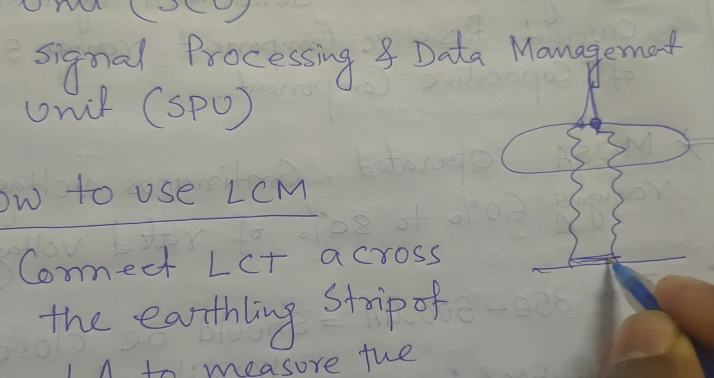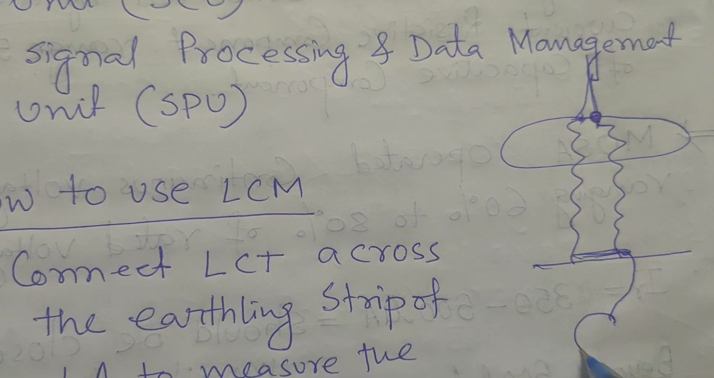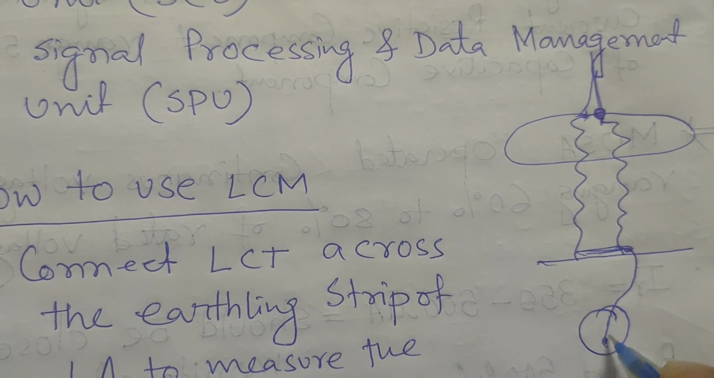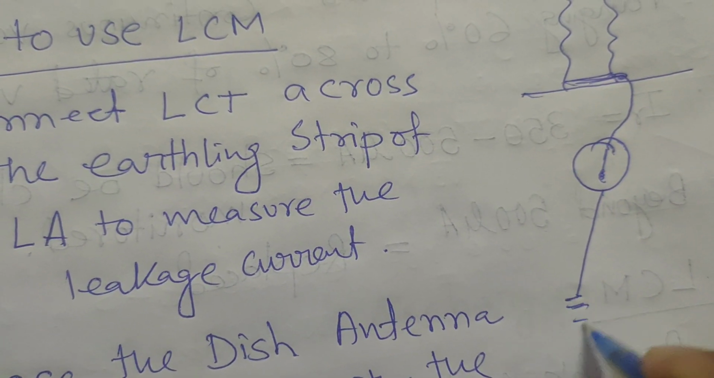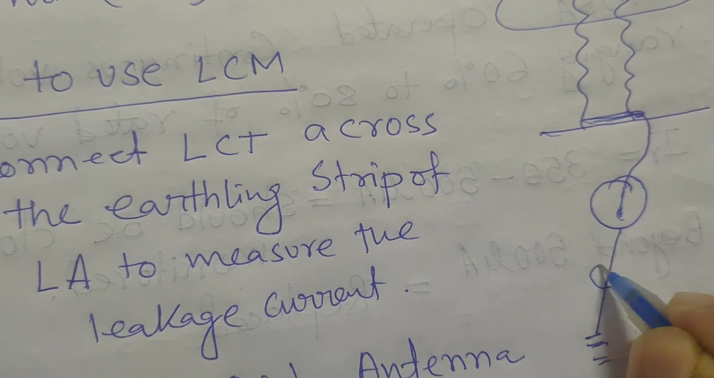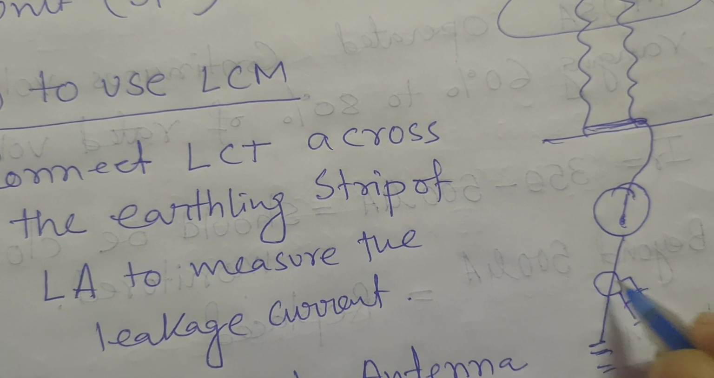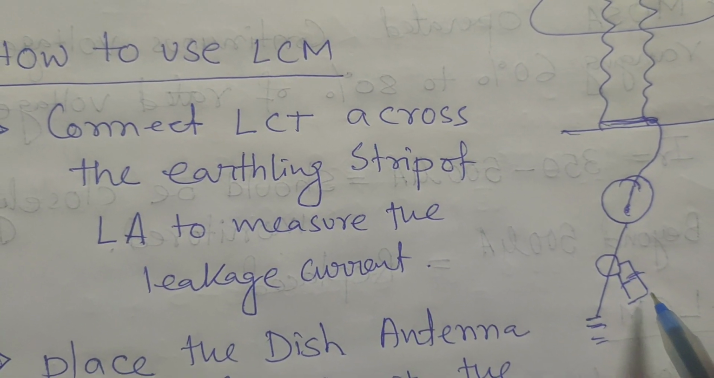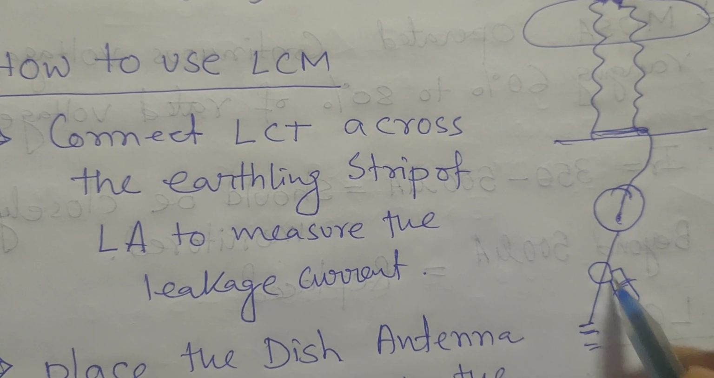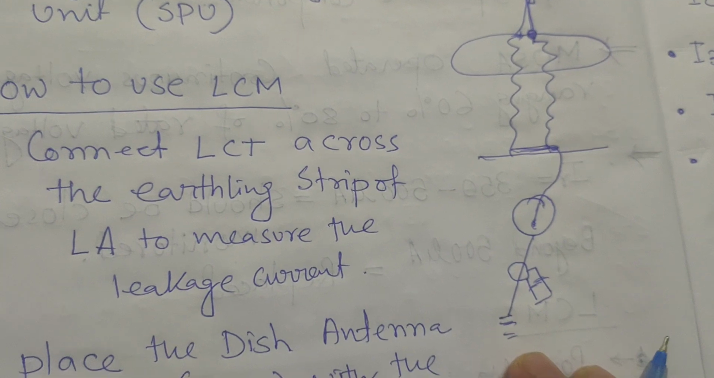So from the base of the LA to the surge counter and from the surge counter to earth, you have to connect the meter. You have to connect the meter to this earthing port. With the help of this LCT, you can measure the leakage current, as this picture shows.